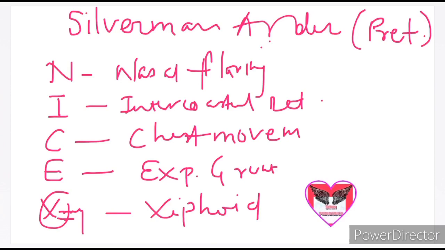These two scores, Silverman Anderson and Downes, are used to assess respiratory distress in a newborn. Silverman is for a preterm baby and Downes is for a term baby.